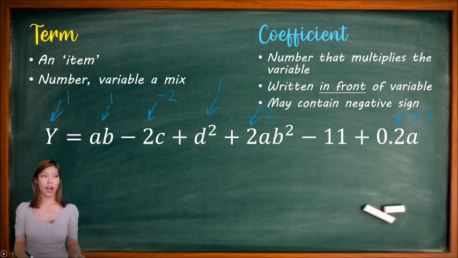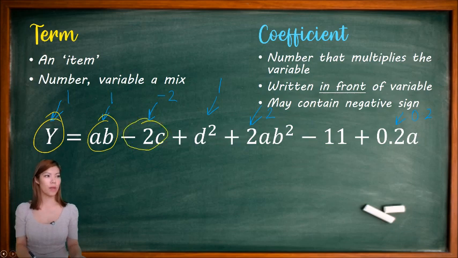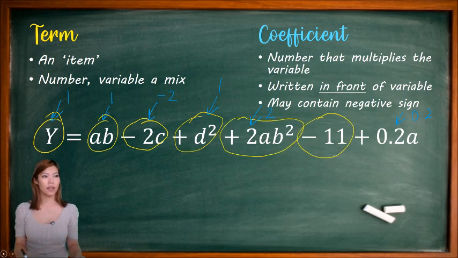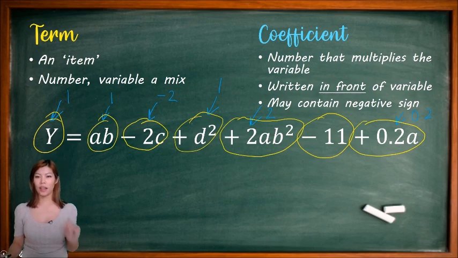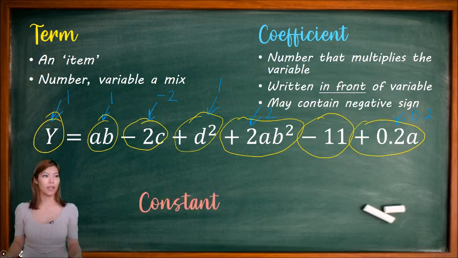Term. So how many chunks are here? Let's count them. This is a term, 1. This is a term, 2. This is a term, 3. This is a term, 4, 5, 6, and 7. So these are all terms. So terms are the chunks, and a coefficient is a number in front of a variable.